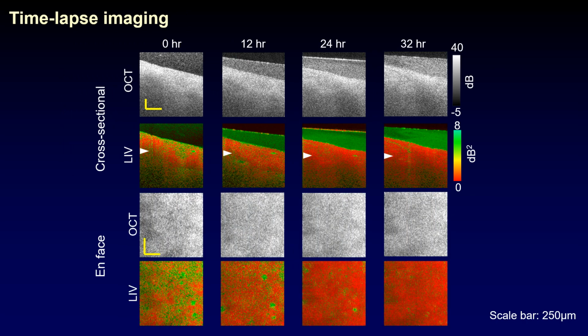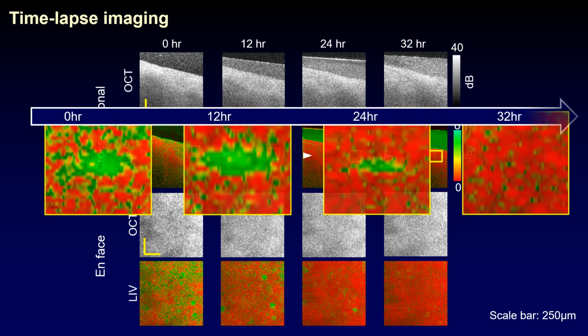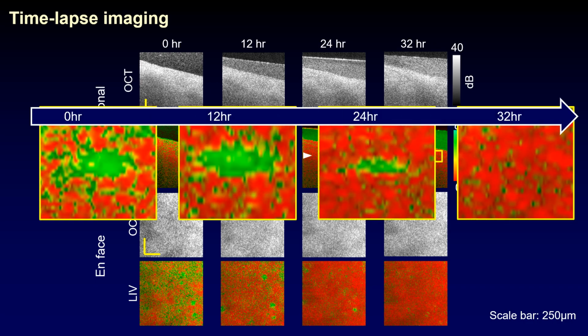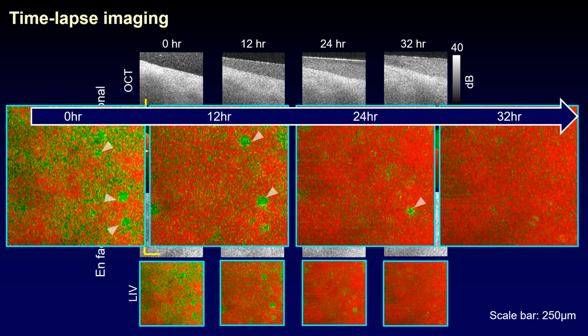Time-lapse imaging was performed and the results at several time points are shown here. The cross-sectional LIV images show that the high dynamics became dim along time and completely diminish at the 32-hour time point. A similar appearance can also be observed in the LIV en face images.